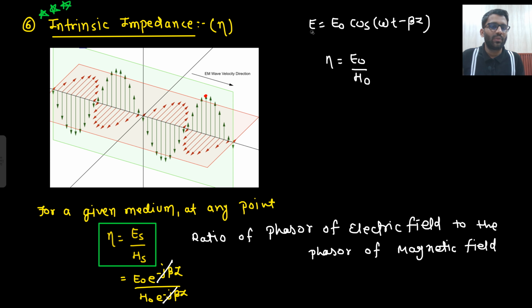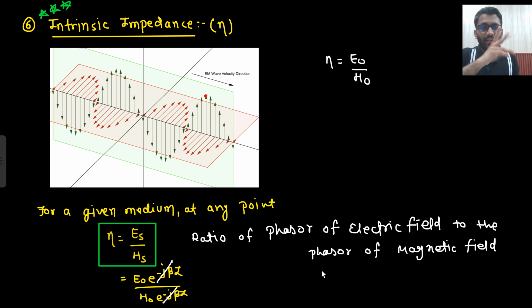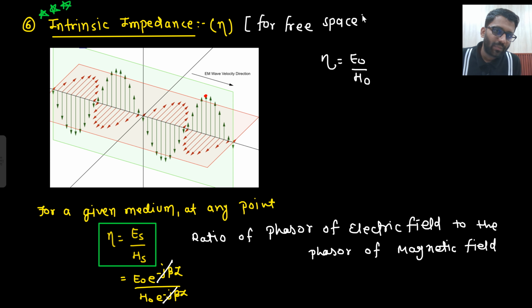A lot of times students get it wrong. So if some statement type of question comes in the examination, they will say that neta is the ratio of the amplitude of electric field and magnetic field. That will be wrong. It is the ratio of the phasor representation of electric field to the magnetic field. Now this is the expression we are getting, neta equals E naught by H naught. And for what are we calculating? For free space. For a general medium also we will calculate, but as of now for understanding purposes we are calculating it for free space.